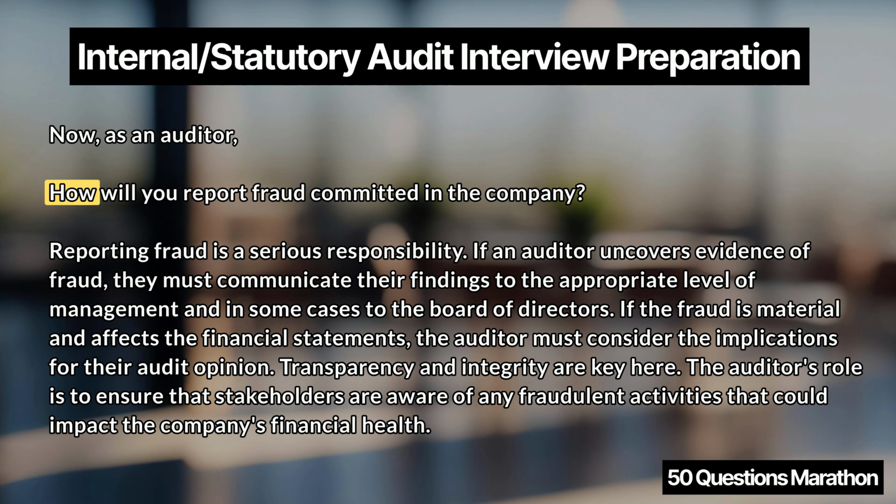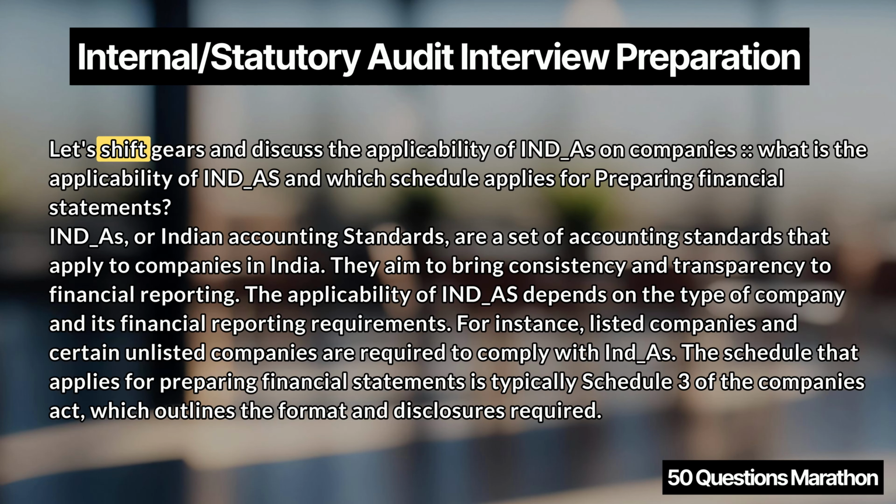Now, as an auditor, how will you report fraud committed in the company? Reporting fraud is a serious responsibility. If an auditor uncovers evidence of fraud, they must communicate their findings to the appropriate level of management and, in some cases, to the board of directors. If the fraud is material and affects the financial statements, the auditor must consider the implications for their audit opinion. Transparency and integrity are key here. The auditor's role is to ensure that stakeholders are aware of any fraudulent activities that could impact the company's financial health.